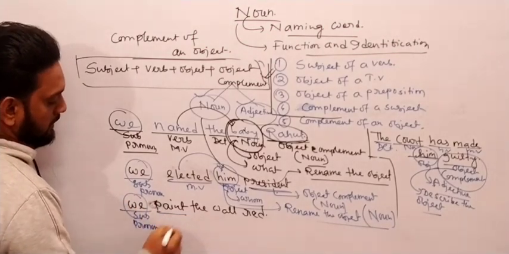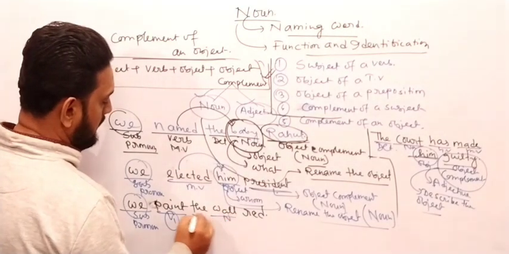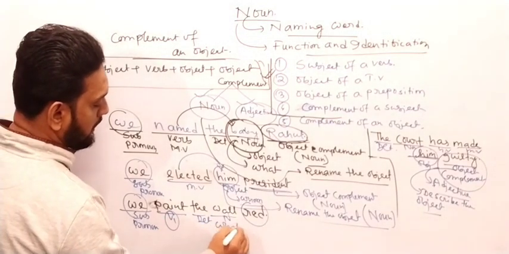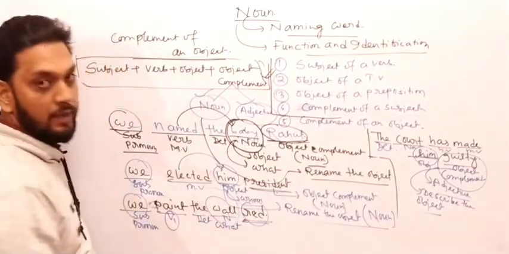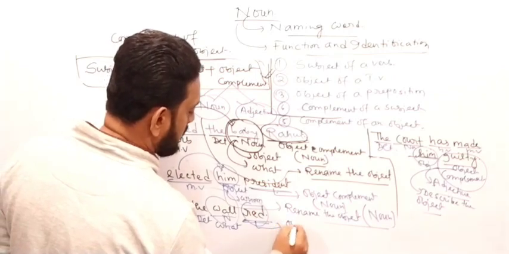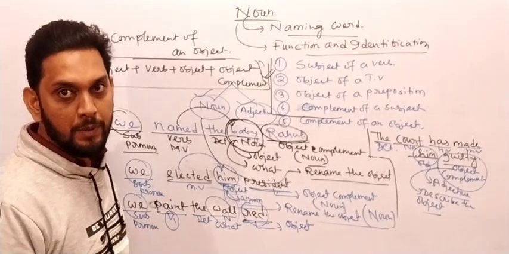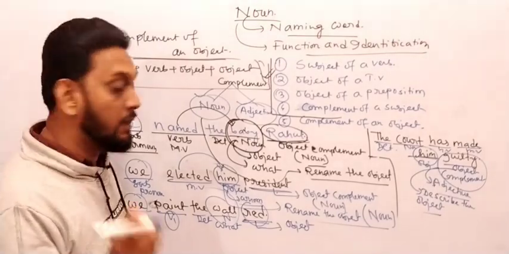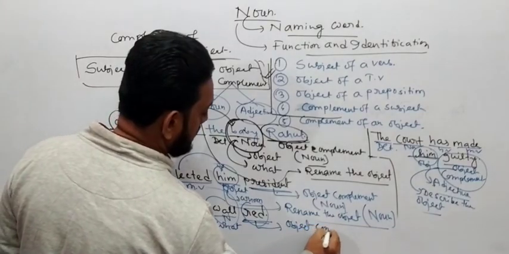We paint is the first form. We paint the wall. Wall is a noun and the is a determiner. We paint what? Wall. So wall is a noun. Now the question is, what is the function of this red? This red is the object complement. One is subject complement, another is object complement. Subject complement comes for the subject. Object complement comes for an object. So now it is written object complement.